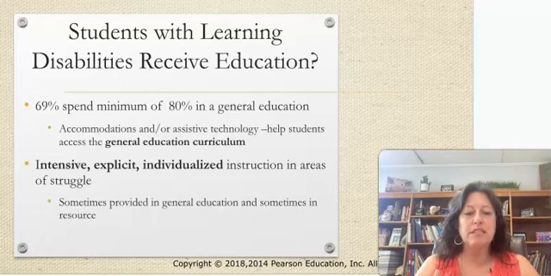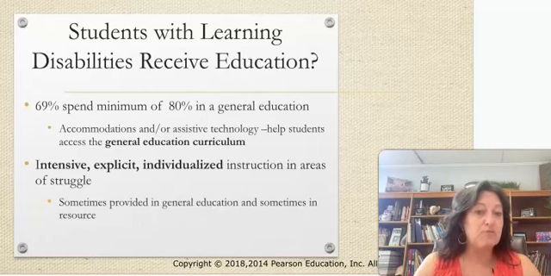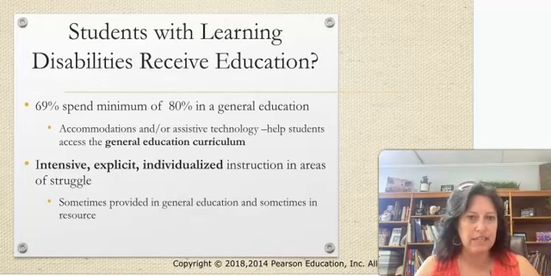So students with learning disabilities, they do receive special education if it is diagnosed, and there is that discrepancy between them. However, 69% of these students are going to spend at least 80% of their day in your classroom. So these are going to be the students you see on a regular basis. And so sometimes accommodations and or assistive technology, and I know we're going to be taking a look at more and more of that, they're going to help students to access what we call the general education curriculum. In other words, the standards that all the other students are reaching.